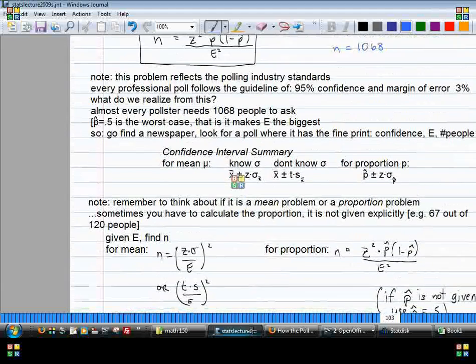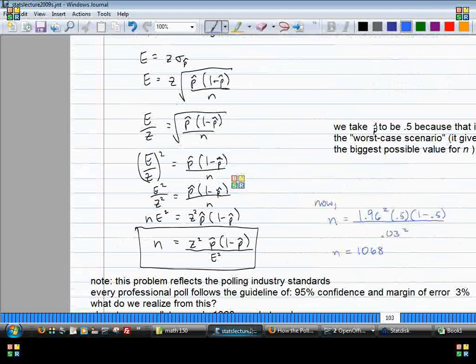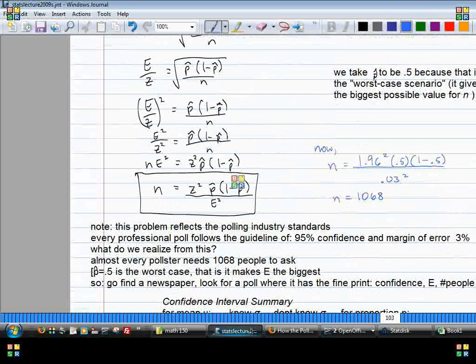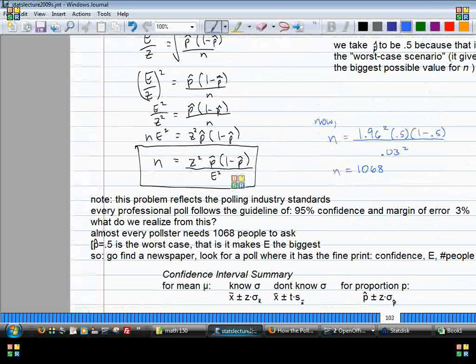So the last thing I want to talk about is I want to summarize everything that we've done about confidence intervals, and we have time to work on one, maybe two problems. Okay. So here's the summary. Confidence intervals.